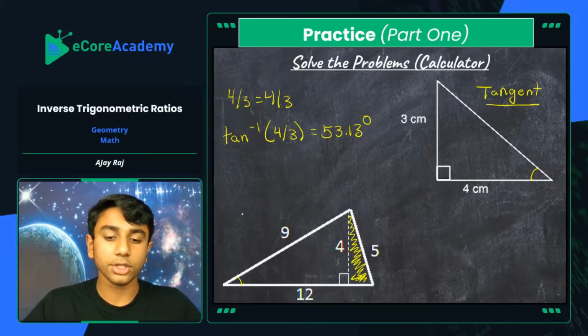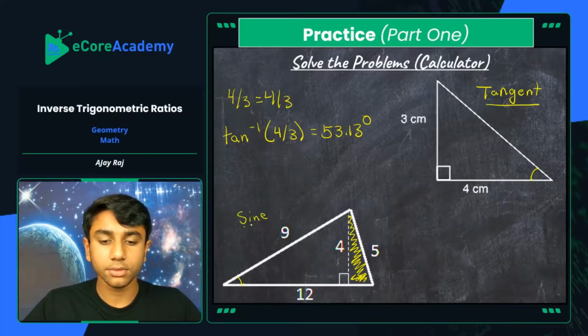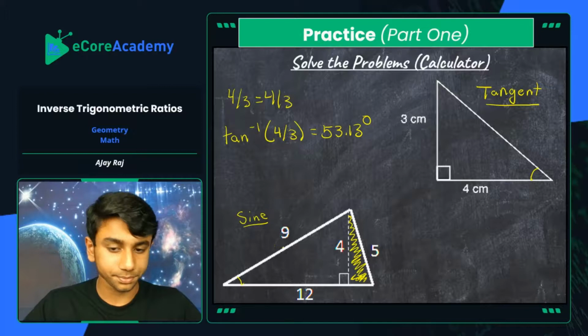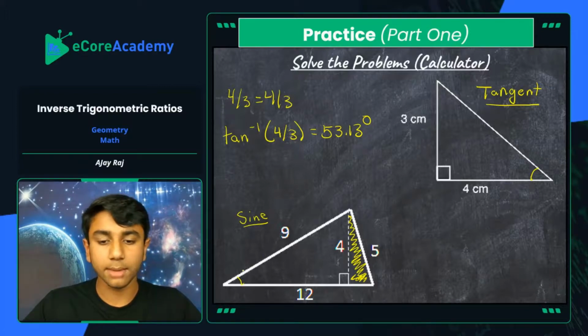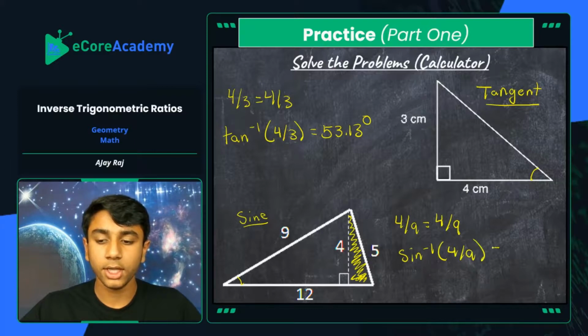And now we're going to look at our sine inverse ratio. So we're going to inverse our sine. Sine, if you recall, is opposite over hypotenuse. So it's going to be 4 over 9. So 4 over 9 equals 4 over 9, simplified in proper fraction form. So we're going to multiply by sine to the negative first. So sine to the negative first times 4 over 9 equals our value.